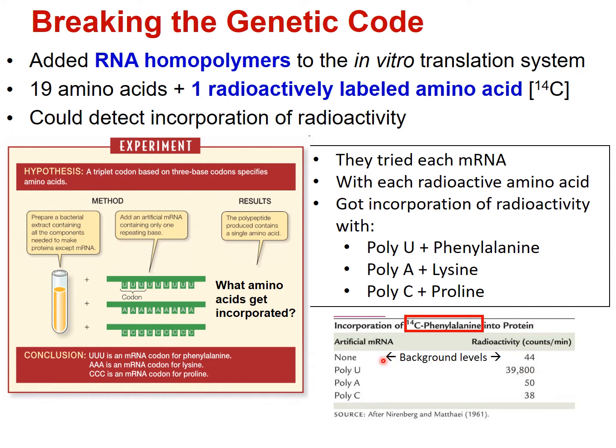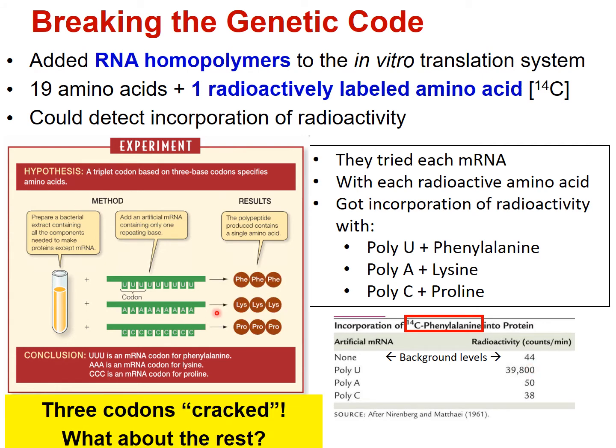And so they didn't put in any RNA, and they got a certain level of radioactivity, very low. They got a very high number when they put in the poly-U, but then they essentially got background levels when they put in A or C. So they knew that it was very specific for the poly-U for phenylalanine. Right? So they cracked these 3 codons. What about the rest? And that's where things start to get a bit more complicated.